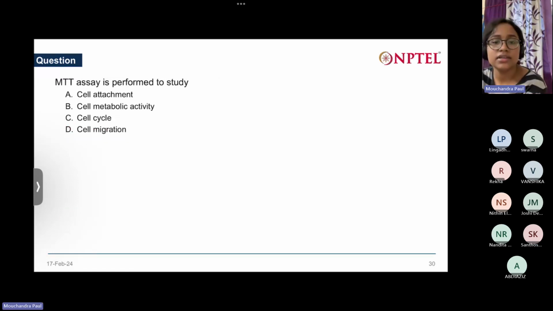Similarly, another very simple question. MTT assay is performed to study what? Cell attachment, cell metabolic activity, cell cycle, cell migration. Cell migration, no, that is not correct. Anyone else? MTT assay you use to understand what? B. You're correct.